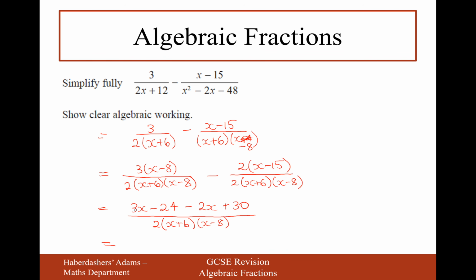So let's simplify our final answer now. 3x minus 2x is x, and minus 24 add 30 is add 6. Oh, so it looks like we could probably simplify at the end of this. So that is what I thought would be my final answer, but actually if you look a bit closely, what we could do is we could cancel out a factor of x plus 6 on the top and bottom here. So actually my final answer is going to be 1 over 2 bracket x minus 8. So there we are, that is our simplified fractional answer here.